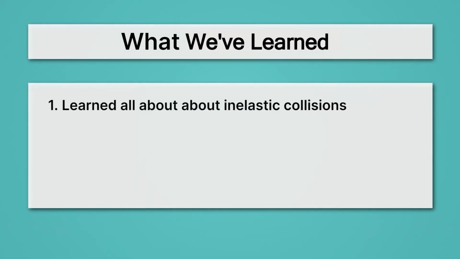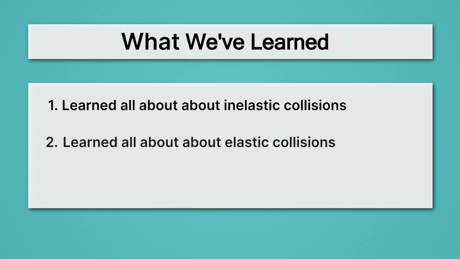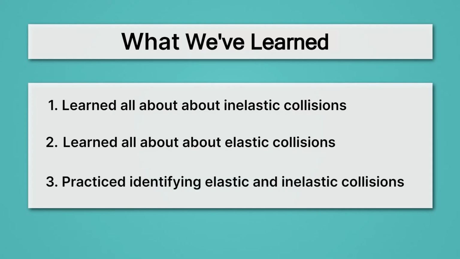All right, let's summarize what we've learned. First, we learned all about inelastic collisions. We said they're collisions where things get stuck together and they don't bounce. Instead, they slow down and they end up at the same speed. We learned all about elastic collisions. There, we said that they do bounce, and that's the key way to identify them. Lastly, we practiced identifying elastic and inelastic collisions.